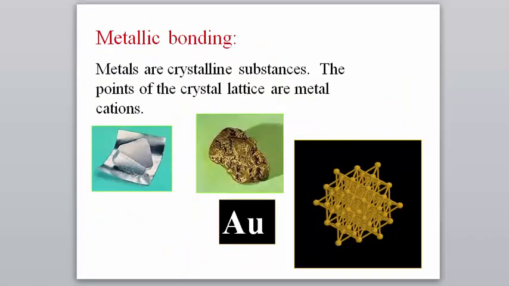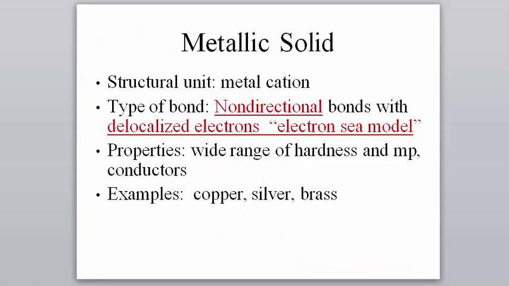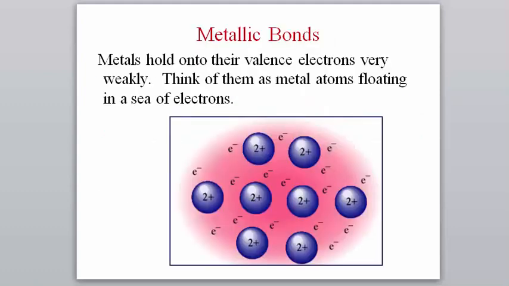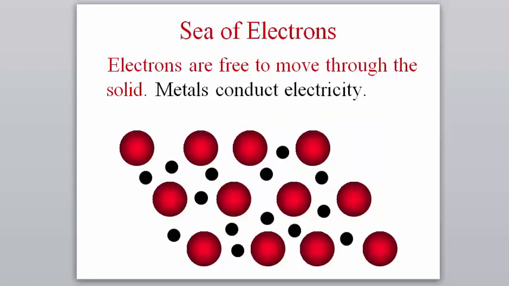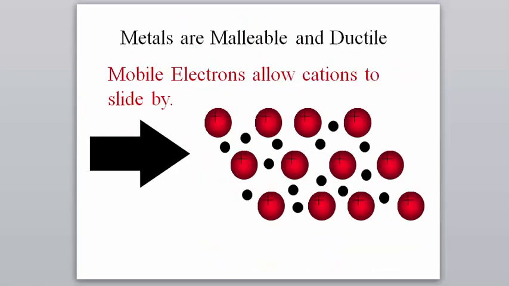So metallic bonding we've gone over before. Just briefly remind you, metals are crystalline. They have a crystal lattice. They have cations surrounded by an electron sea. These are non-directional bonds, meaning electrons are free to move within the substance. Metals have a wide range of hardness and melting points, but their malleability and conductivity are based on that electron sea model. So metal cations floating in a sea of electrons. That's why they're able to conduct electricity, and they are malleable.